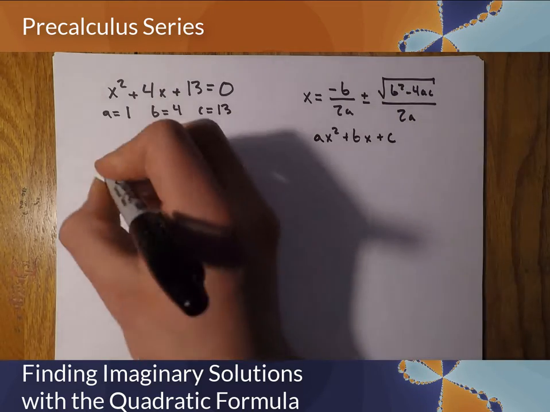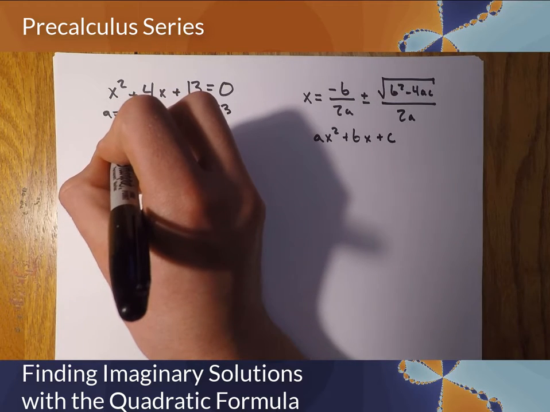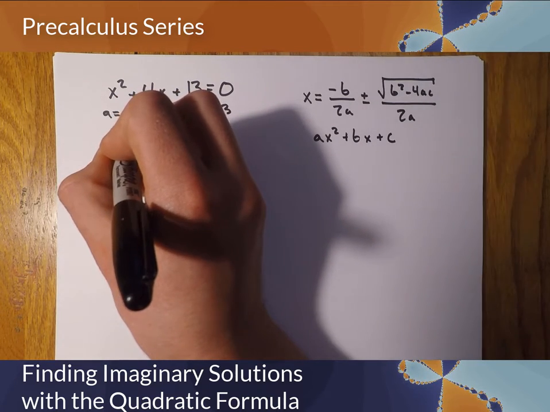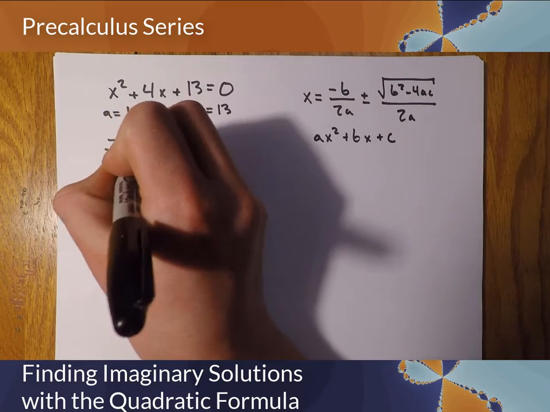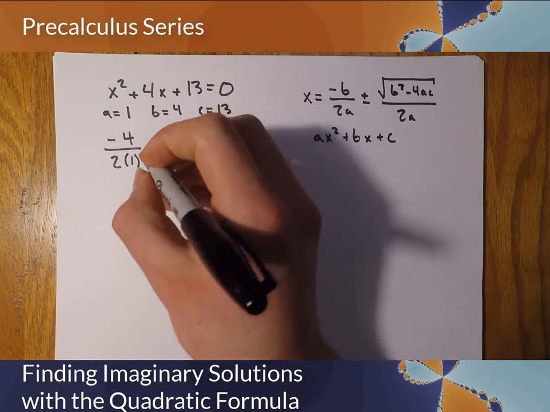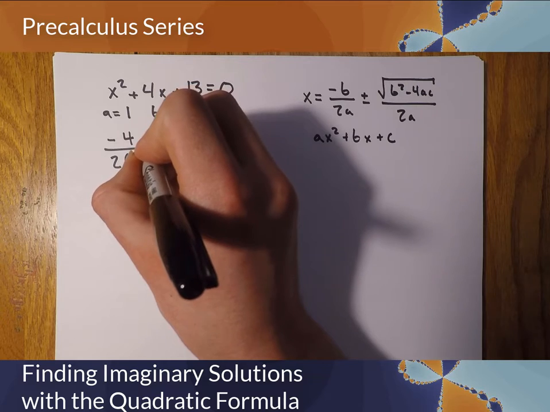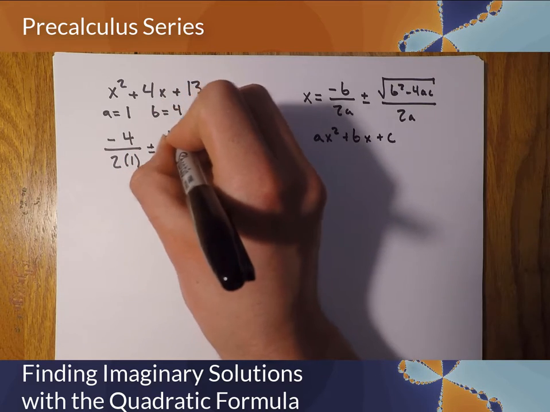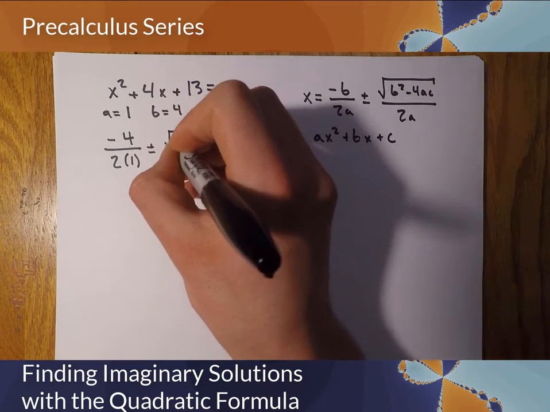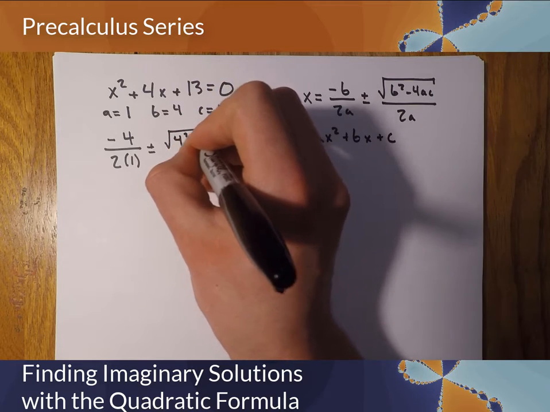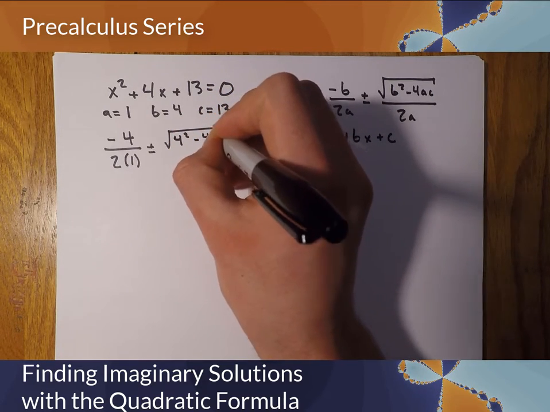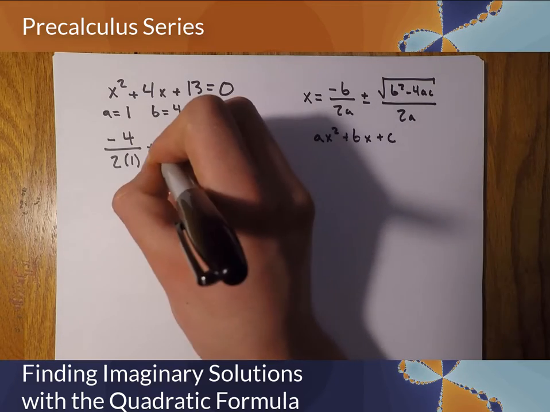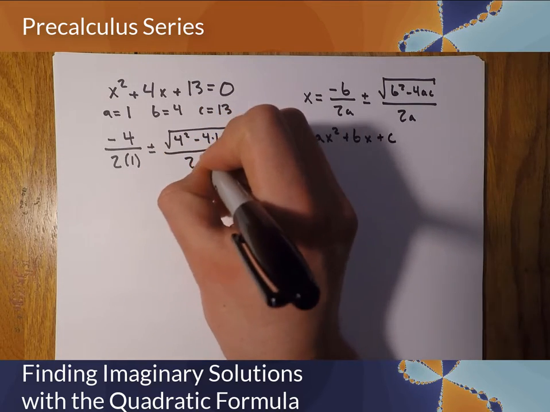So now we're just going to plug it in. So we get negative b, so this would be -4 in this case, over 2a, and a is just 1, so we're just going to write 1 there. And then plus or minus the square root of b squared, so 4 squared, minus 4ac, so 4 times 1 times 13, all over 2a.